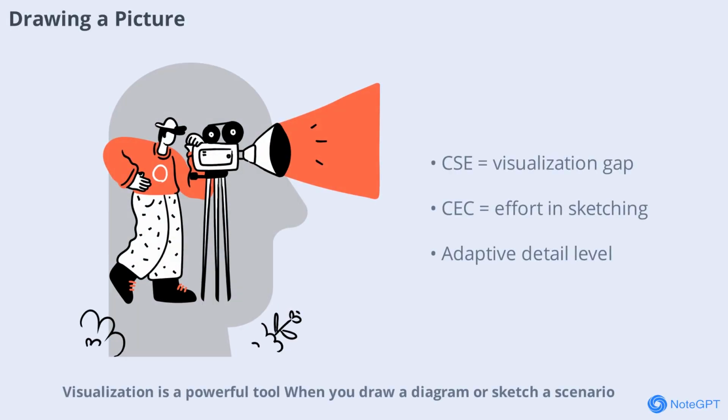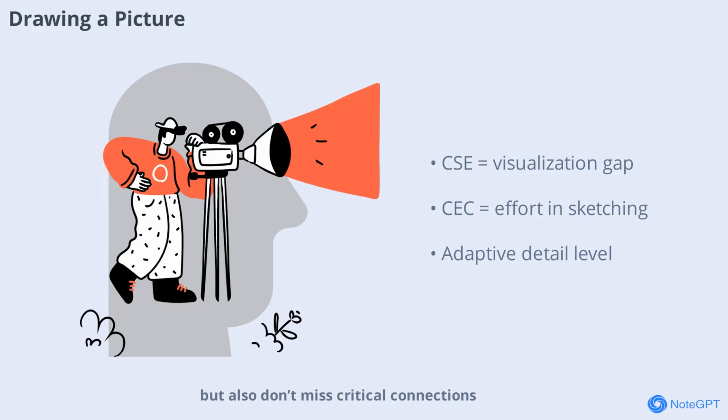Visualization is a powerful tool. When you draw a diagram or sketch a scenario, you're translating abstract information into a concrete form. Here, CSE measures the gap between your mental model and what you can visualize. If you can't picture the relationship, your CSE is high. CEC then determines how much visualization energy to invest. Should you make a quick sketch or build a detailed simulation? As your picture becomes clearer, CSE drops and CEC can be dialed back. This adaptive process ensures you don't overinvest in unnecessary detail, but also don't miss critical connections.